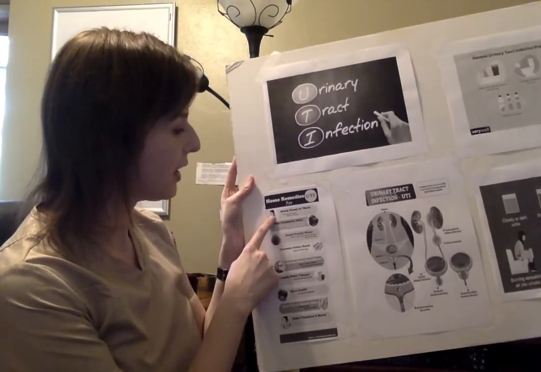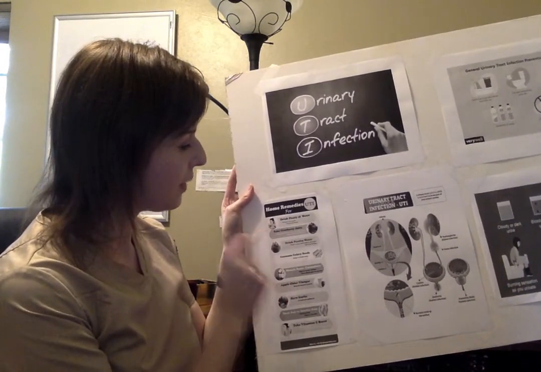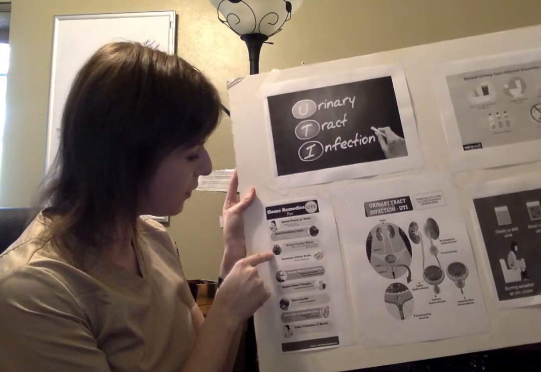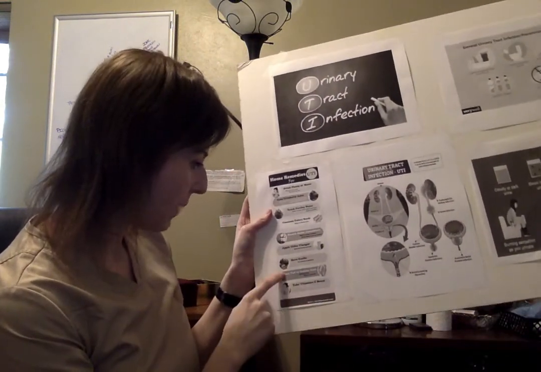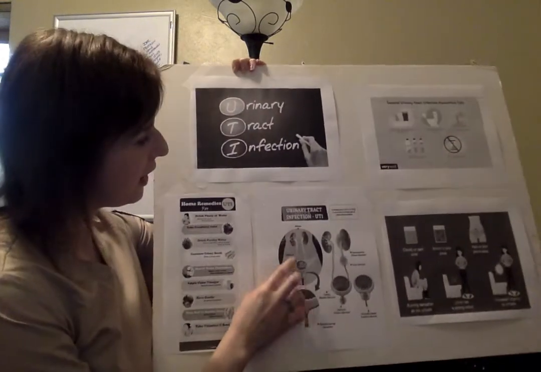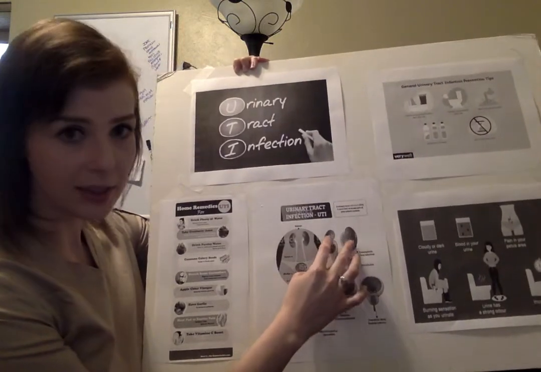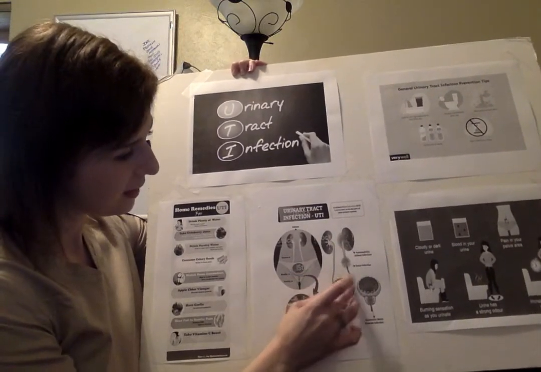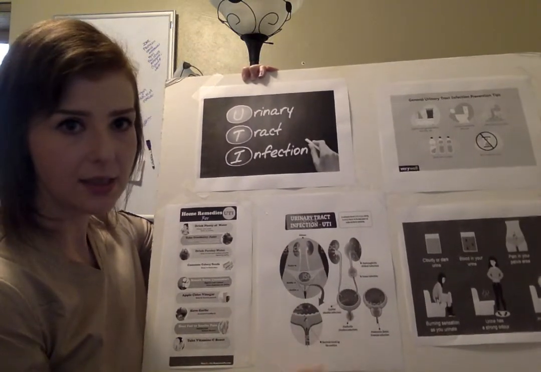So we have drinking plenty of water, taking cranberry juice, drinking parsley water is supposed to be helpful. Heating pad, vitamin C boost. And then we have a picture of the urinary tract infection and a picture of the ureters. Here are the kidneys. We have the urinary bladder here. Kind of shows how it progresses.